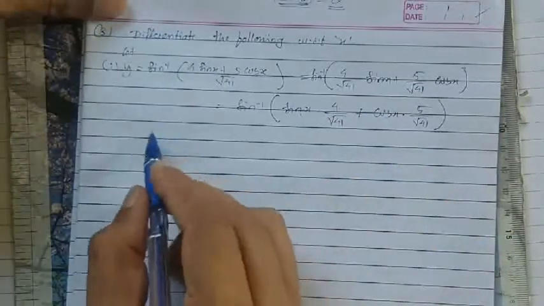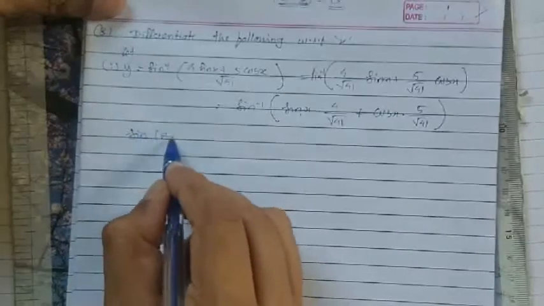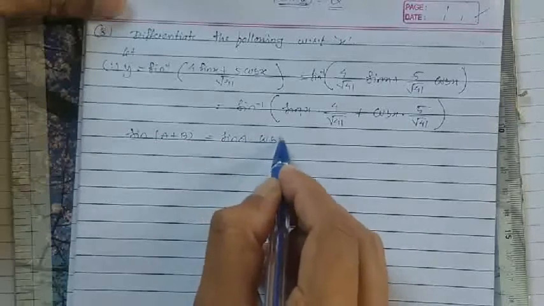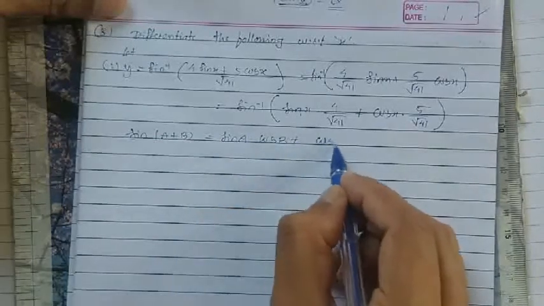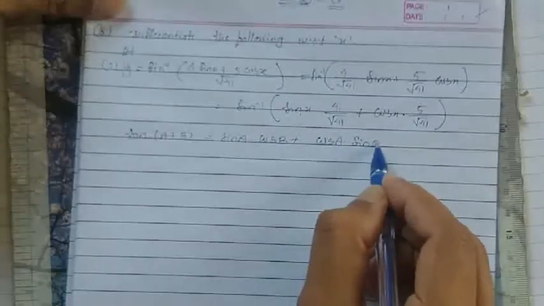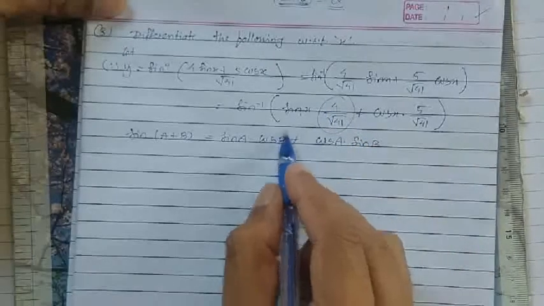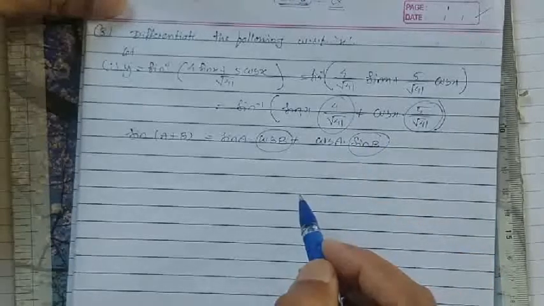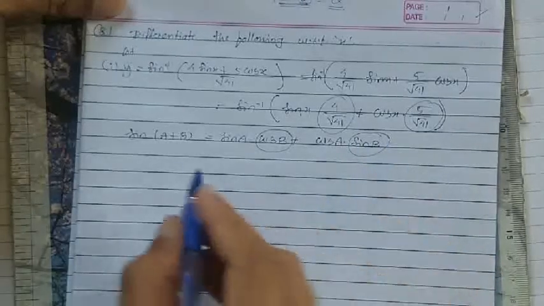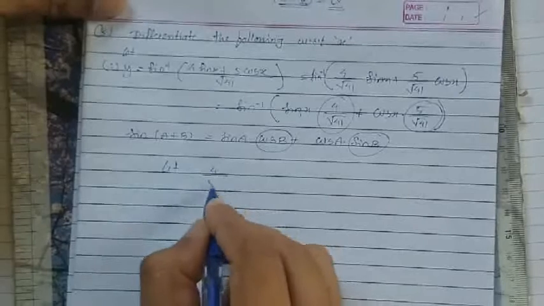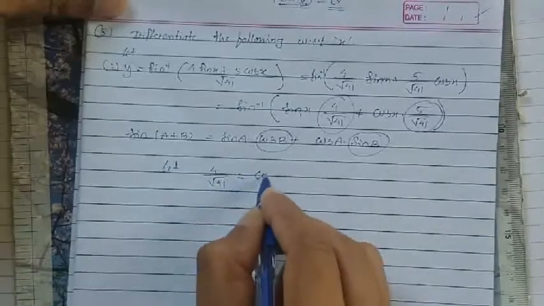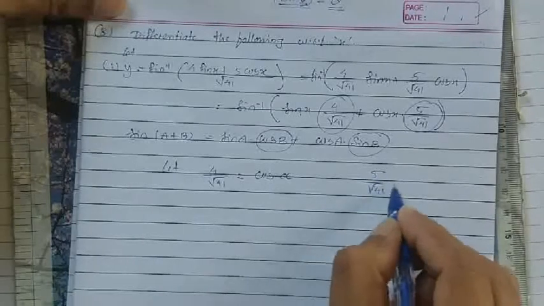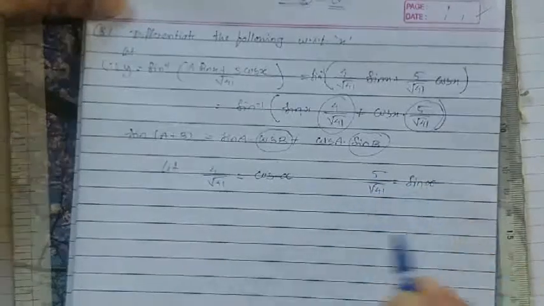So we have the allied angle formula: sine of a plus b is nothing but sine a into cos b plus cos a into sine b. So here the first angle should be converted in terms of cosine angle and the second angle should be converted in terms of sine angle. So let us assume that 4 by root of 41 equals cos of alpha and 5 divided by root of 41 equals sine of alpha.